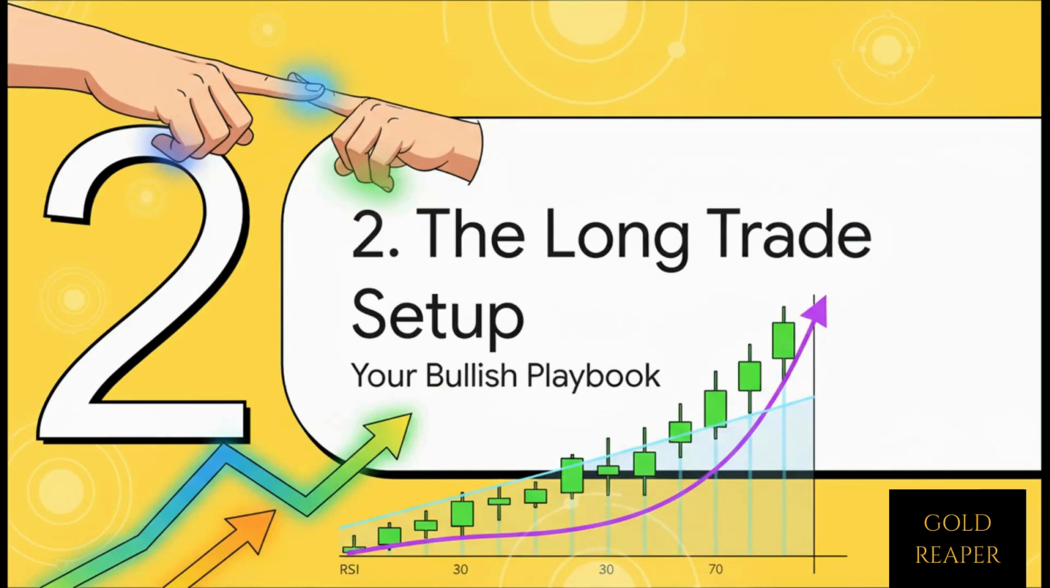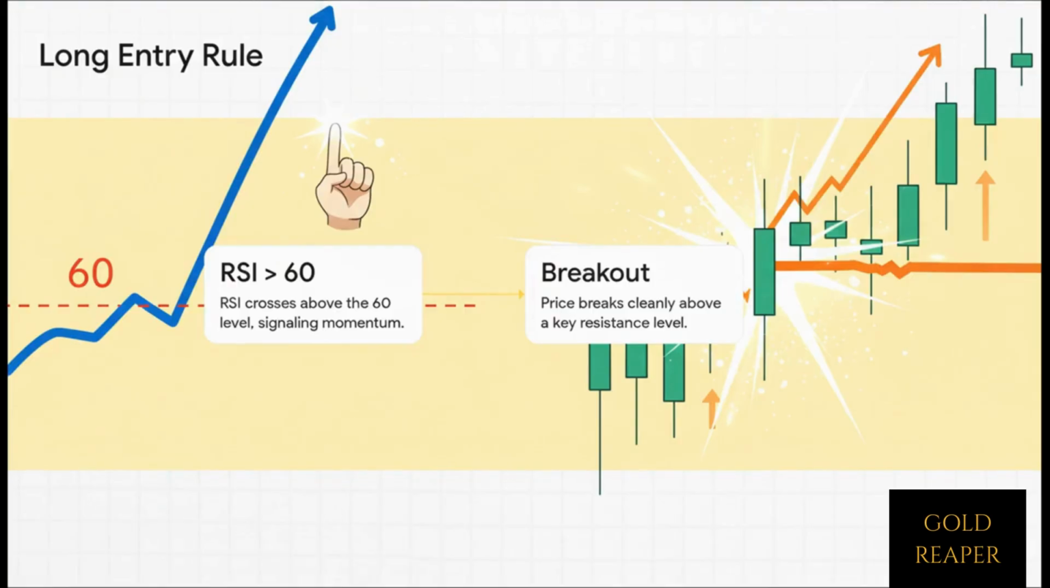All right, let's get into the good stuff. We're going to build our first actionable plan. This is the simple two-step confirmation process for spotting a high-quality long trade or a buy setup. The rules are super simple and clear, which is what we want. First, we're looking for that burst of momentum. For us, that means the RSI has to cross above the 60 level.